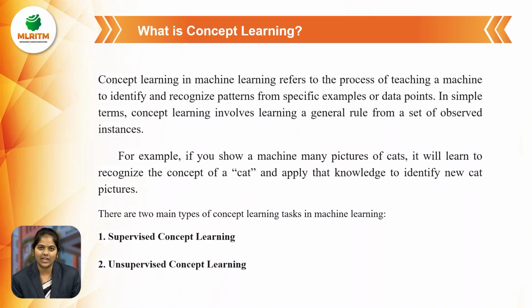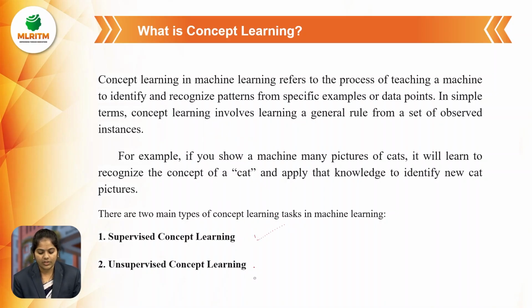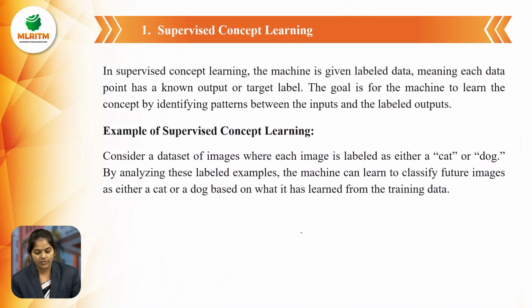So when we give any kind of cat to the machine learning model, it will recognize it as a cat. We have two different kinds of concept learning task in machine learning. The first one will be supervised concept learning and the second one will be unsupervised concept learning. So first we'll start with supervised concept learning.